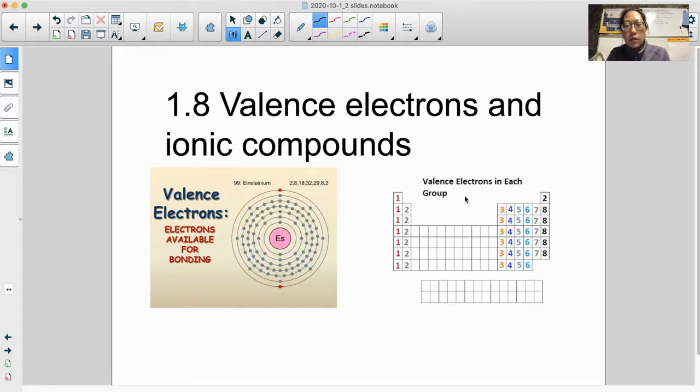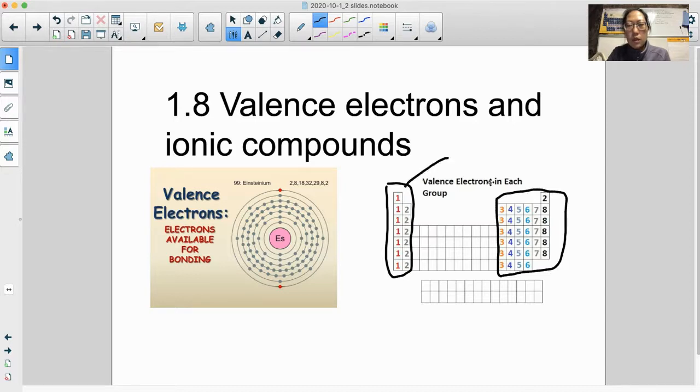They are what cause chemical reactivity between different elements. And there's a clear pattern of valence electrons for the main group elements, groups 1 and 2, and groups 13 through 18. Together, these make up the main group elements.